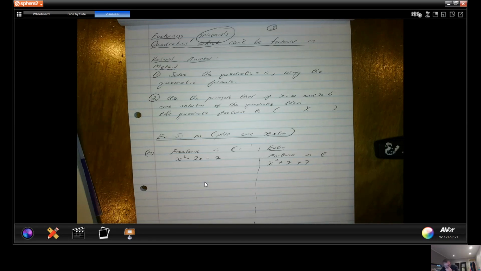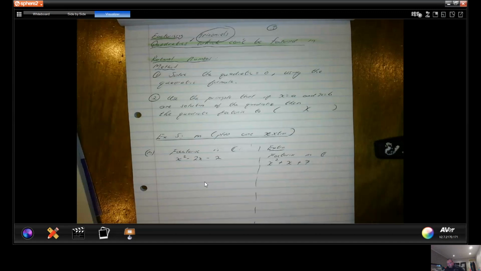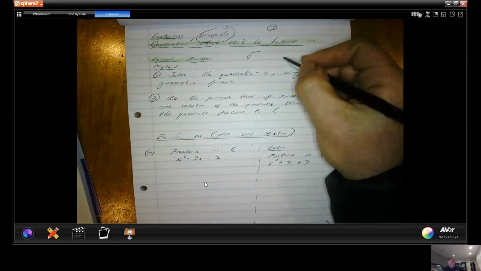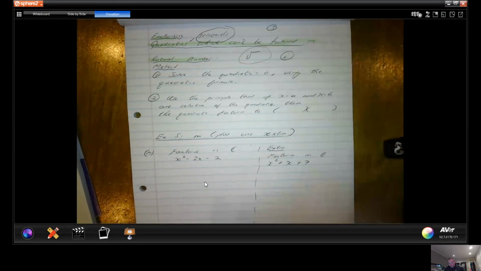Where previously you were working with binomial quadratics. So the heading is factorizing quadratics which can't be factorized in the rational numbers. In other words, you're going to end up with surds, things like that. That's what I mean by surds, or imaginary numbers in your factorized solutions.